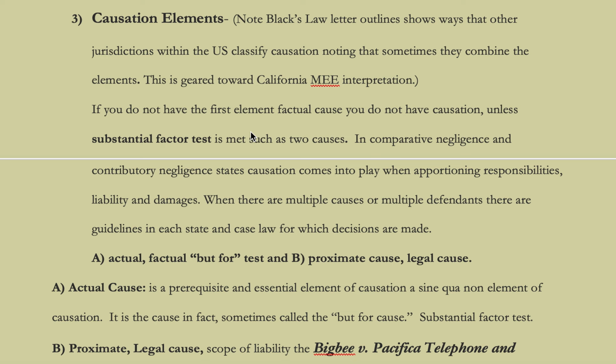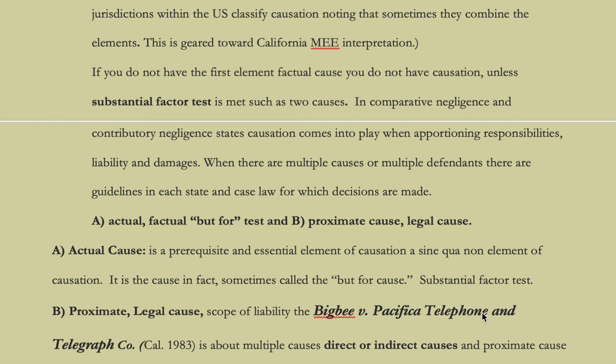you're not going to have causation unless you have the two elements. The first element is factual cause, which is the but-for test. The factual or actual is the but-for test. If that doesn't get met, then try the substantial factor test. If that doesn't hit it, you can just say, okay, it's not causation. Then you move on to proximate cause.